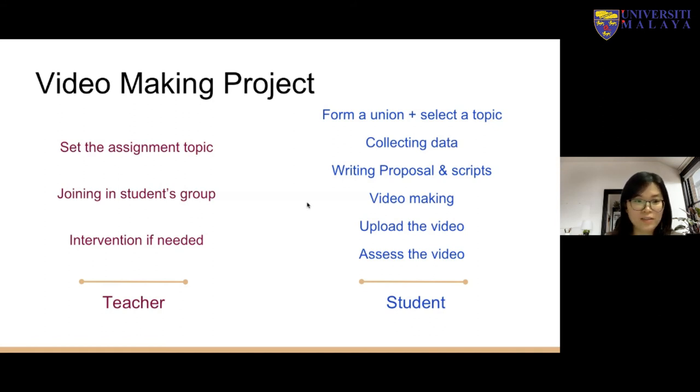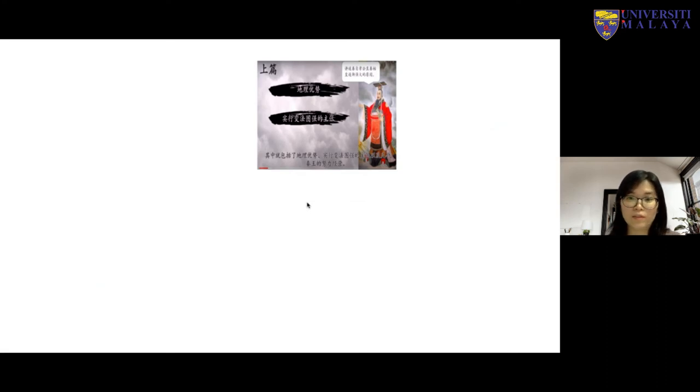So on the 30th week, the second last week, all videos will be uploaded on YouTube, and they are going to watch all the videos and assess the video according to the rubrics we have set before. We noticed that the marks they gave are actually quite the same, without a big difference. This is some of the snapshots from the videos they are doing.